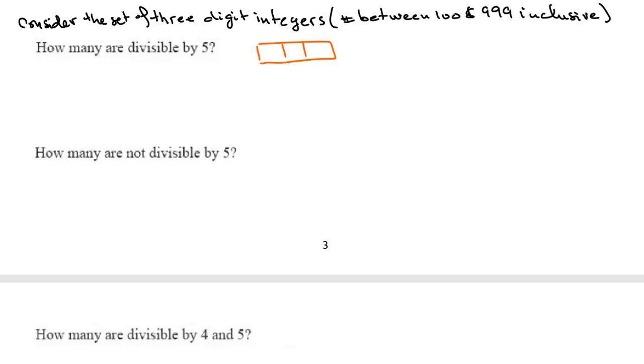3-digit numbers, we start with 100, and we're going to go all the way to 999. And the question is how many are divisible by 5? So for this number to be divisible by 5, the last digit, the third one here, must be either a 0 or a 5.